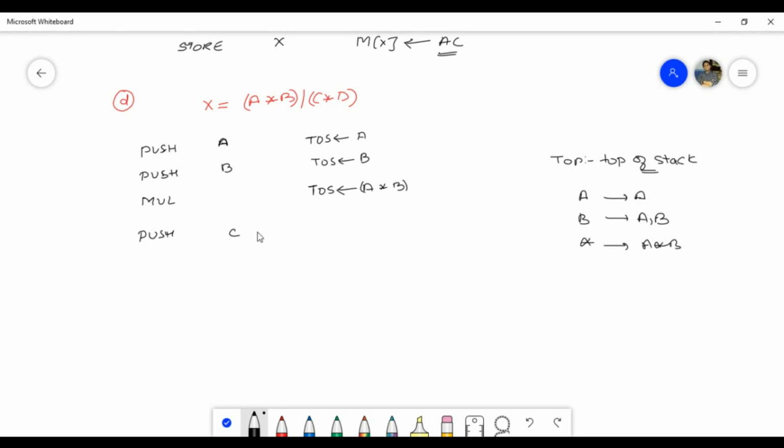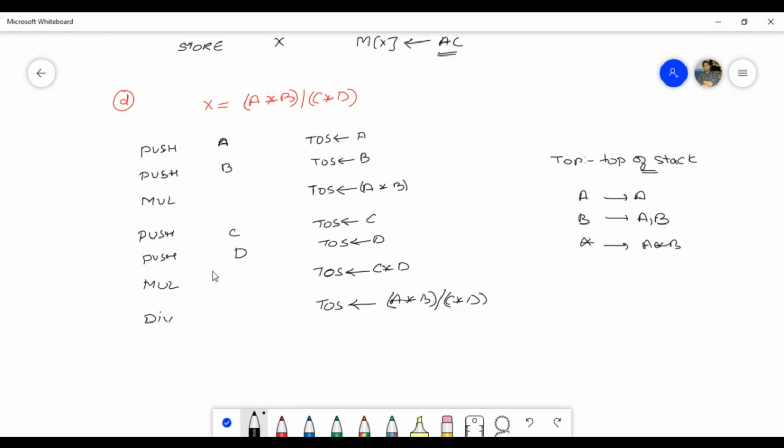C. So top of stack is at C. Push D. Top of stack is at D. Again multiply. So top of stack is at C cross D. Now divide. So top of stack is at A cross B by C cross D.